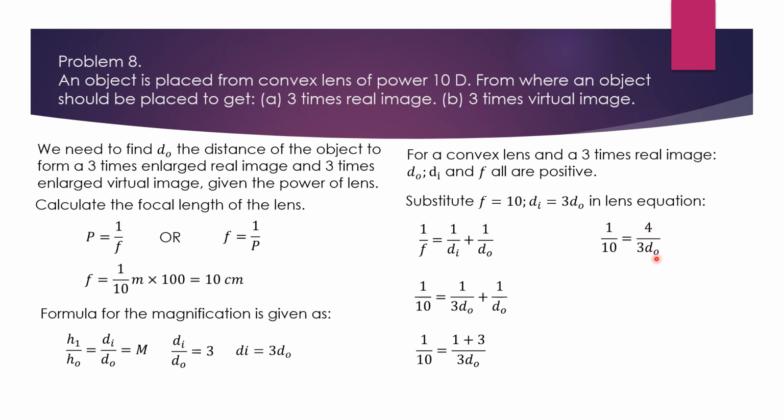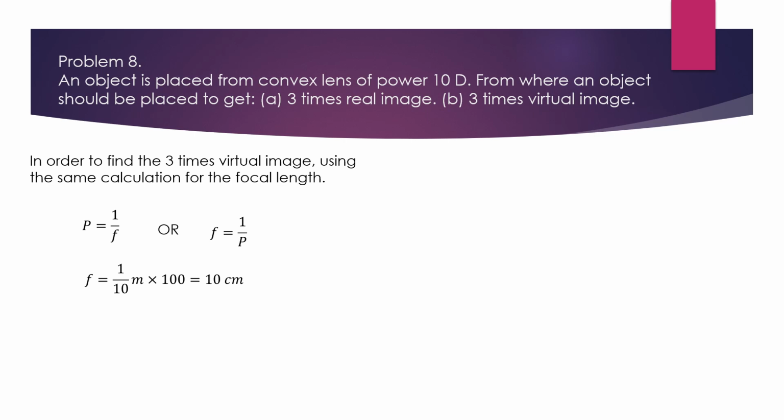Now solving for do, take do to the other side, cross multiply, and 10 to the other side, which results in do is equal to 4 into 10 divided by 3, which comes out to be do is approximately 13.3 centimeters.